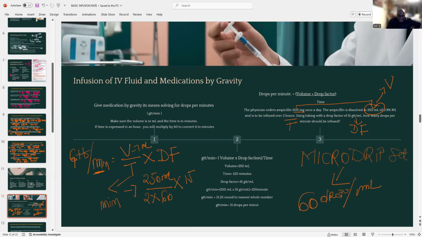Here we got 60 minutes. And the milliliter, you have a dropper, you can see a dropper in the milliliter. In 1 ml, the milliliter and that milliliter will cancel out. So you got 250 times 15, your drop factor, divided by 120. You have 31.2. Since it has to be a whole number, you have 31 drops per minute.